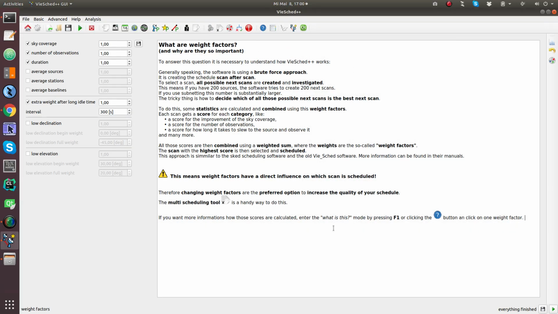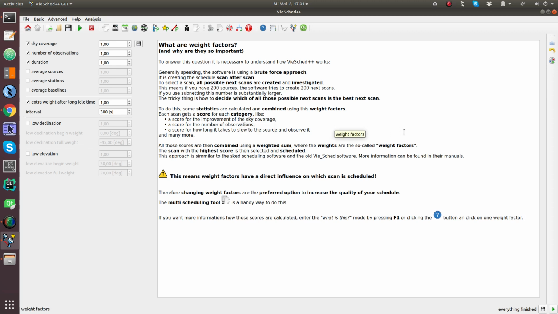Okay, so this was everything about weight factors. In the end, the truth is that oftentimes you really need to simply try it out, and you should always use those four for 24-hour sessions. And yeah, that's everything from my side about weight factors.